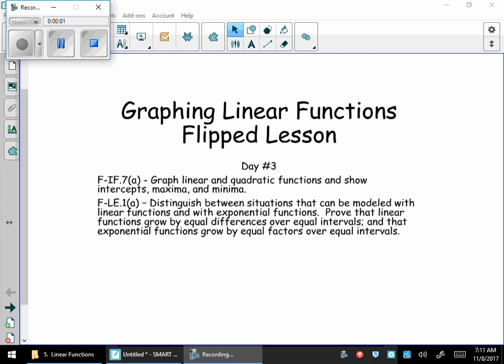Welcome to our first flip lesson of the year. This one is called Graphing Linear Functions. This is day 3 of our linear functions unit. What we're going to do today is start off by talking about some things you guys have already seen and get into some things that might be a little bit different.